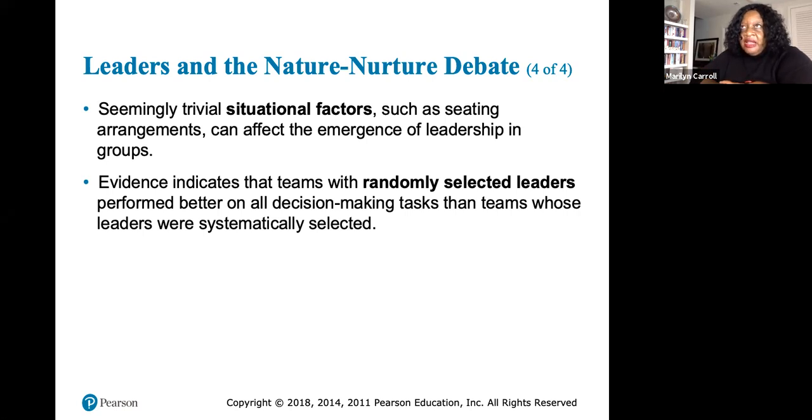It's a lot involved in leading people and understanding people, understanding personalities, understanding styles, understanding where people are. Having relationships with people is extremely important. Not that those relationships have to be unprofessional, but having a professional relationship where you understand those you're leading. So evidence indicates that teams with randomly selected leaders perform better on all decision-making tasks than teams whose leaders are systematically selected.